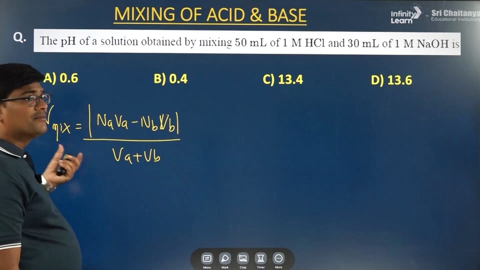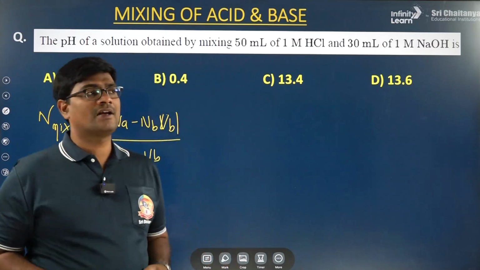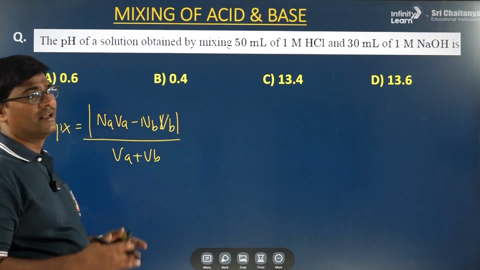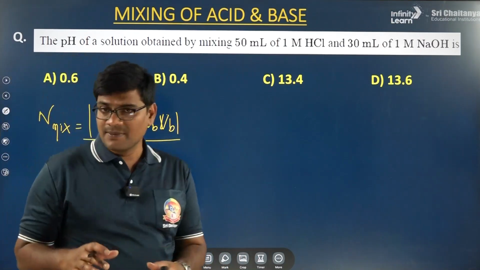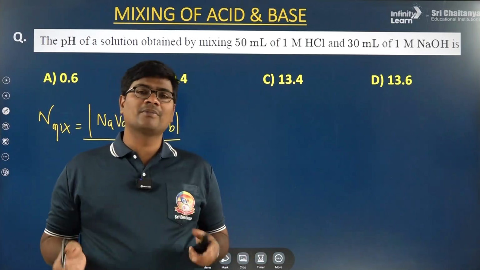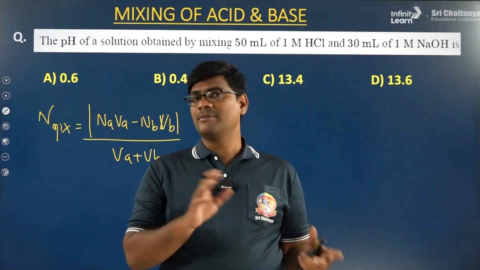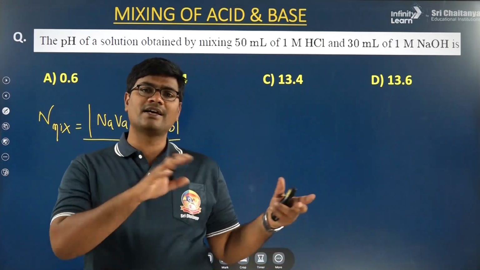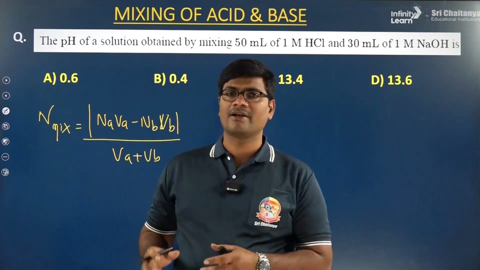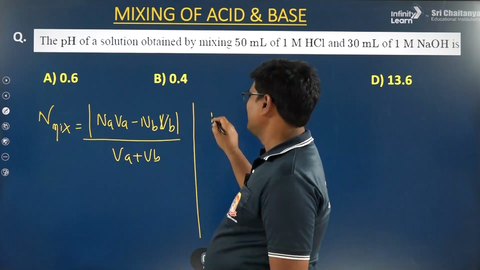I have already given Va, Vb. What is N mix then? Here, why are we taking modulus and why are we doing subtraction? Because there is a chemical reaction between acid and base. The normal mixing principle that we know is M1V1 plus M2V2 divided by V1 plus V2, or N1V1 plus N2V2 divided by V1 plus V2, if same type of solutions, if an acid is mixed with acid, we can use that principle. But here we are mixing acid and a base.